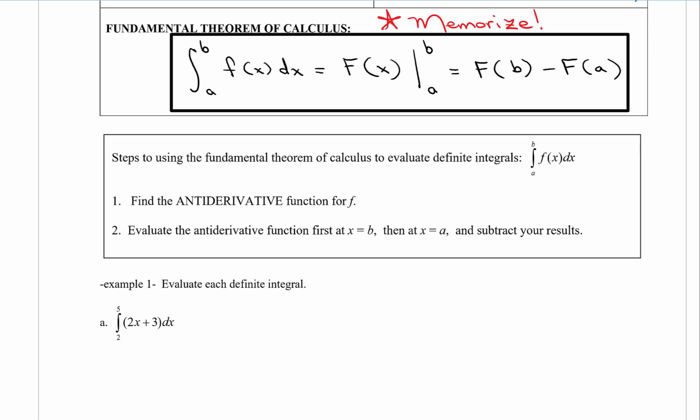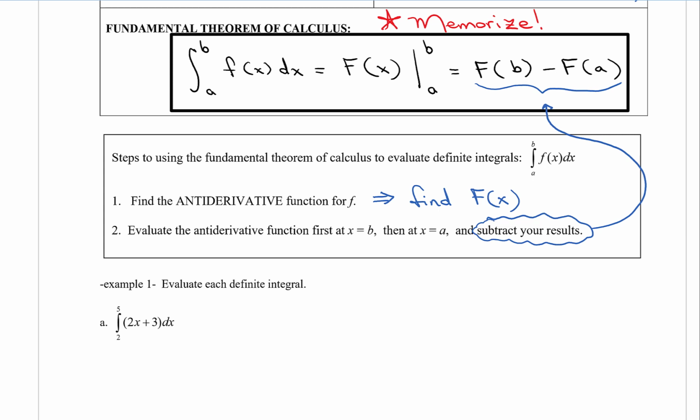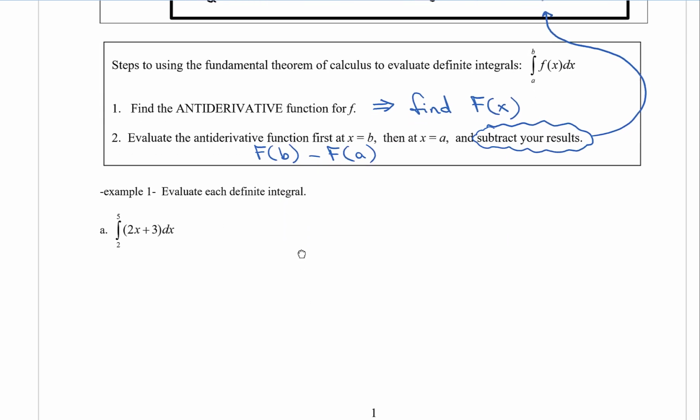Steps to using the fundamental theorem of calculus to evaluate definite integrals. Here we have the general form of a definite integral, the integral from a to b of lowercase f of x dx. Number 1, find the antiderivative function for lowercase f. This basically means find uppercase F of x, right? That's the notation we've been using to represent the antiderivative function for lowercase f. Number 2, evaluate the antiderivative function first at x equals b and then at x equals a, and subtract your results. I'm drawing a cloud around subtract your results and an arrow pointing up to the fundamental theorem of calculus where it says capital F of b minus capital F of a. I'm going to rewrite it here under the 2 where it says capital F of b minus capital F of a.